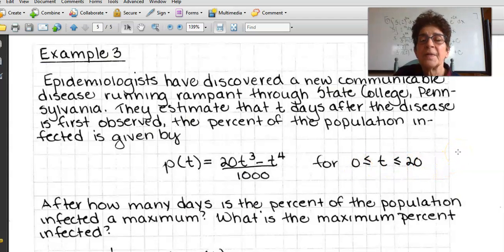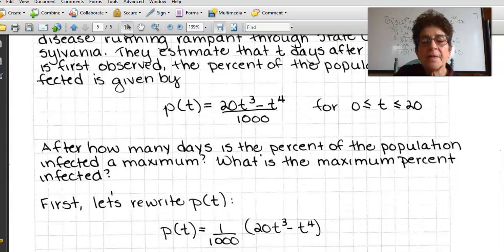It's possible that this communicable disease only has a 20-day course. So they want to know, after how many days is the percent of the population infected a maximum? And what is that maximum percent? This is something epidemiologists do a lot whenever they're confronted with any kind of an infection. They want to know when the disease is going to peak, and they need to know that so that they are sure they have enough resources, enough manpower on hand to handle the peak.